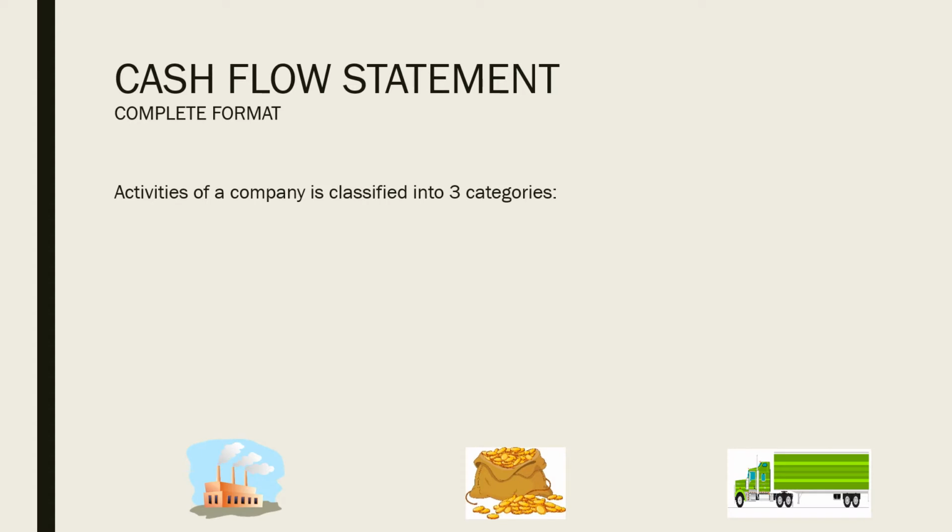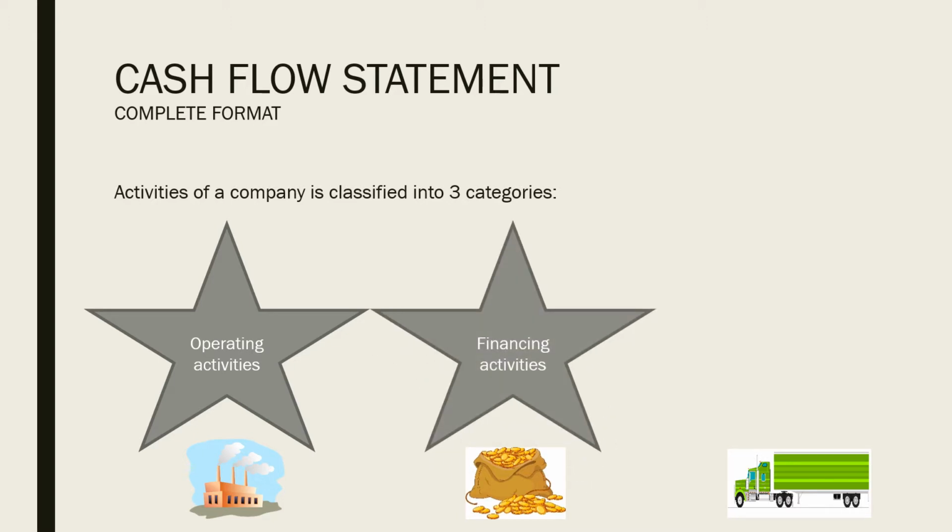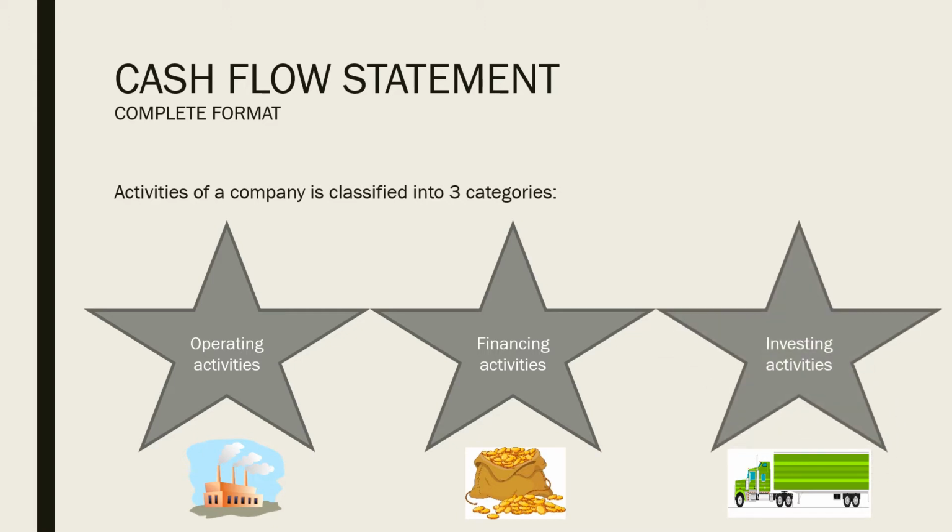The activities of a company are classified into three categories. It will be the three sections in the cash flow statement. The first one is our operating activities. The second one, the financing activities. And lastly, our investing activities.